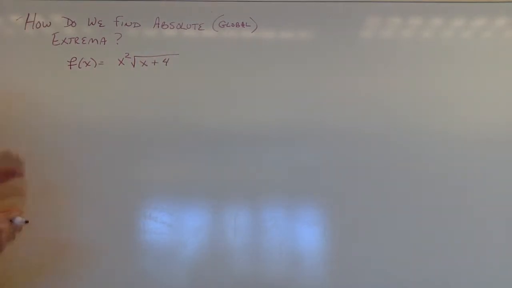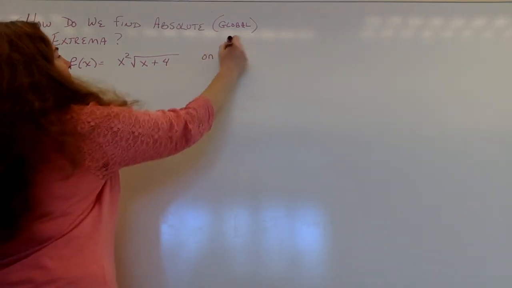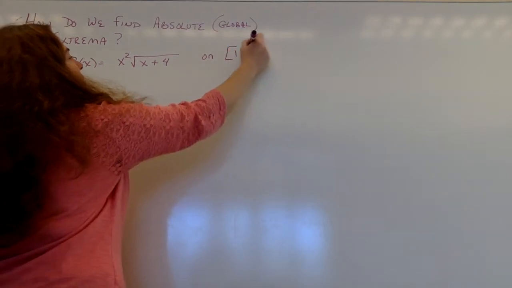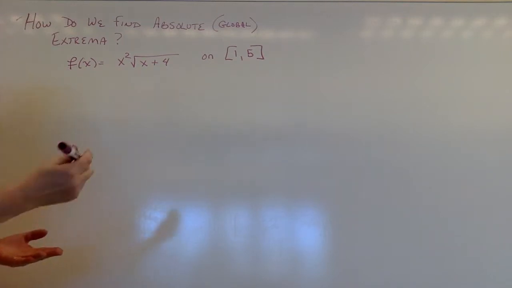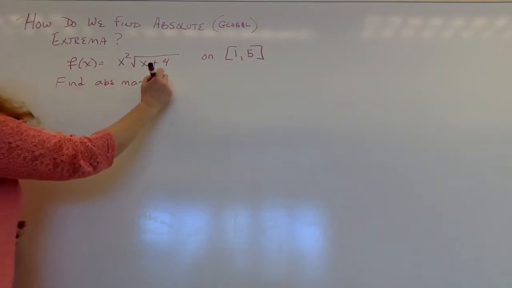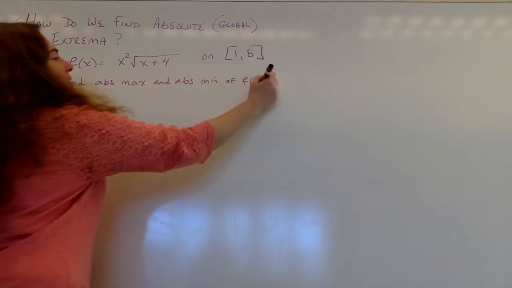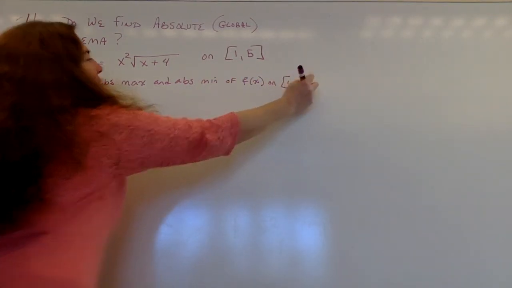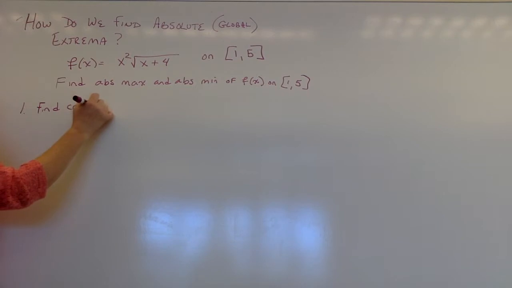Okay? So the first thing I need to do is find the critical points, and let's say it's on the interval 1, 5. I just made that up. So let's suppose we want to find the absolute max and absolute min of f of x on 1, 5. Okie dokie. So what do we do? Well, I know that they occur at critical points and at endpoints. I know my two endpoints, so the first thing I need to do is find my critical points.